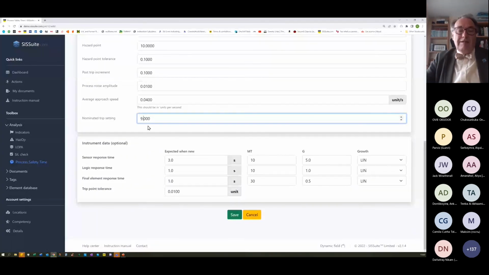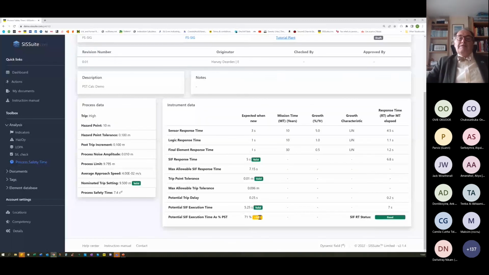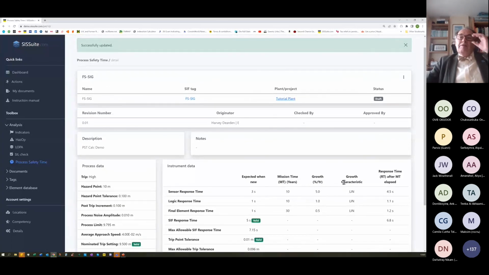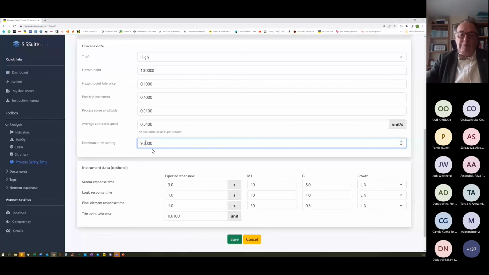Right. Make that 9.5. This again now tells us that we're well beyond the 50%. So you might hesitate at that point. But in fact, given our declarations about mission time and growth rate, then response time after mission time has elapsed is still satisfactory. So this may be a perfectly satisfactory design proposal. So you can see there are quite a few. Consider I could keep pushing this, but obviously at some point it will become a problem.